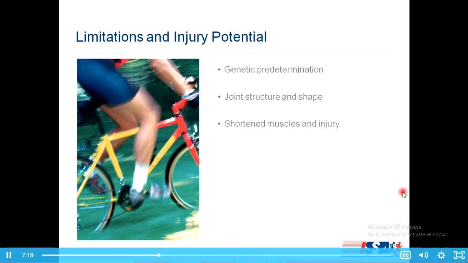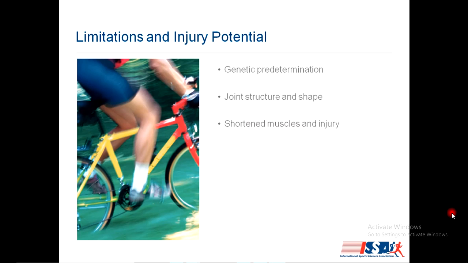As with all other motor abilities, the potential to increase joint flexibility to an extreme degree is, to a certain extent, genetically predetermined. The structure and shape of the joint will ultimately determine the farthest a muscle can be stretched. Healthy muscle tissue can be stretched to about twice its resting length.